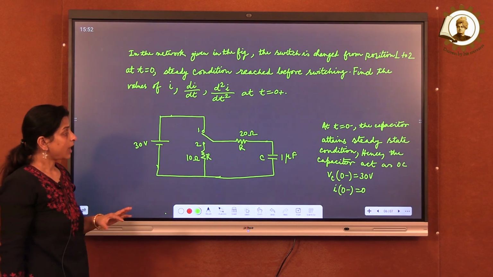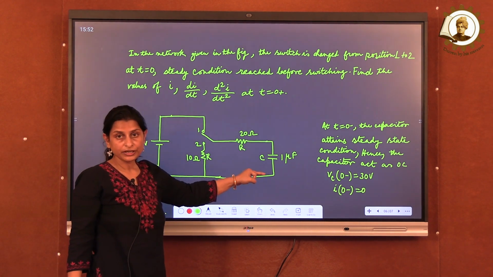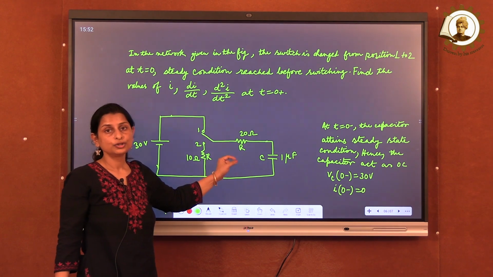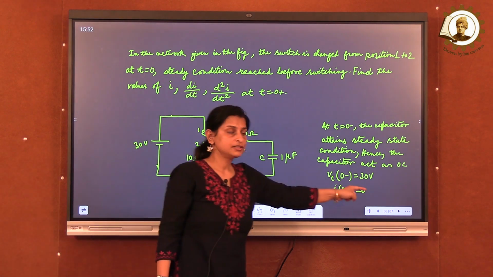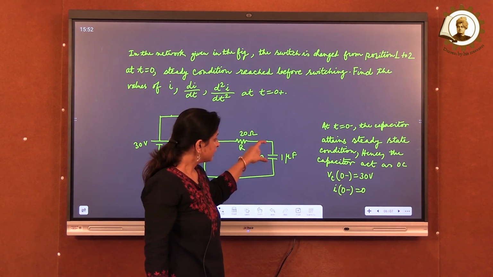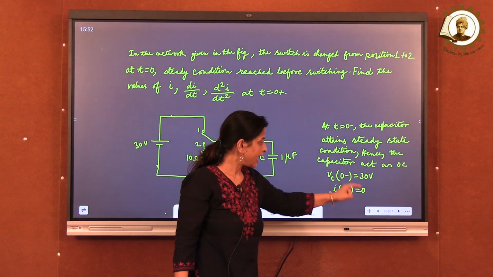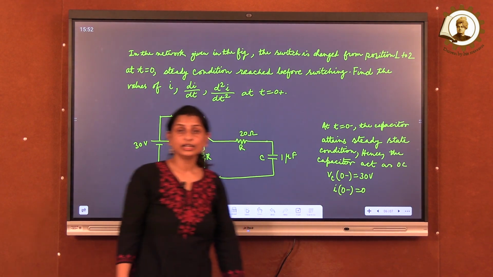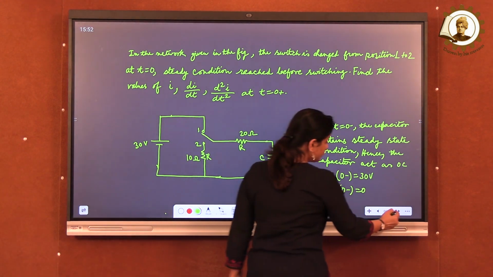Now, as the capacitor is open circuit at t equal to infinity, the current through the circuit at t equal to 0 minus will be 0. So the voltage here, the capacitor is open circuit with a voltage of 30 volt, and the current through the circuit at t equal to 0 minus is 0.